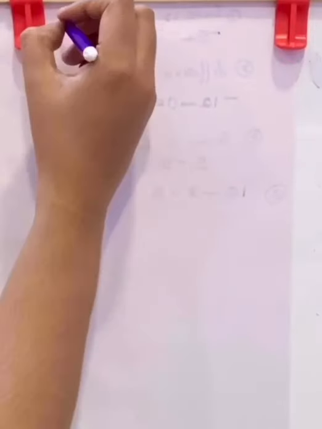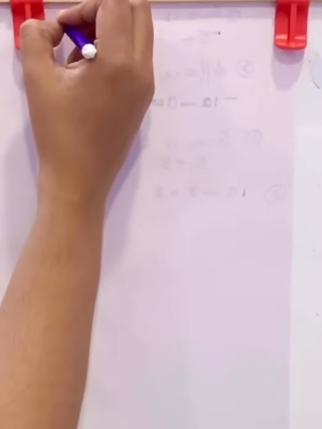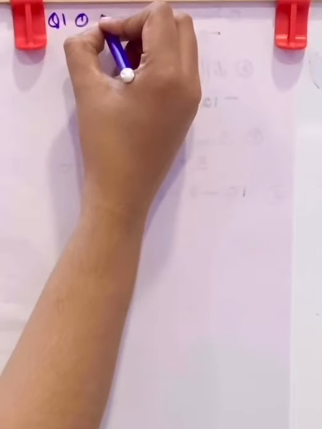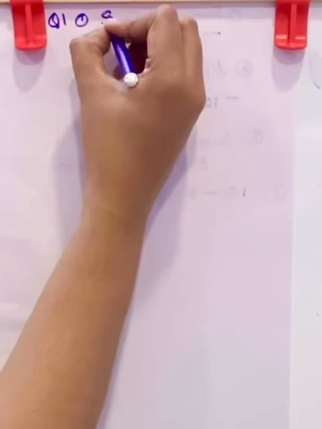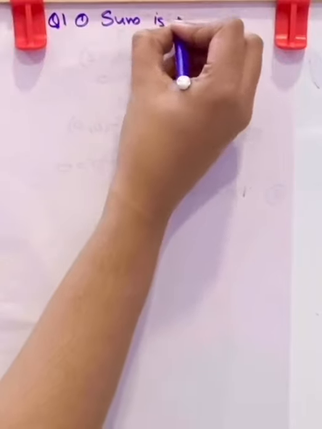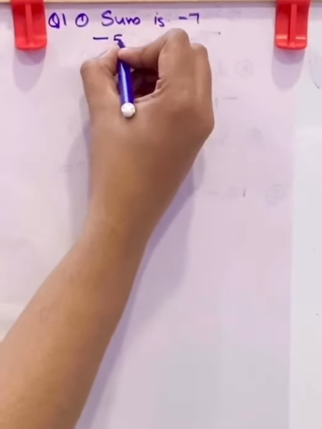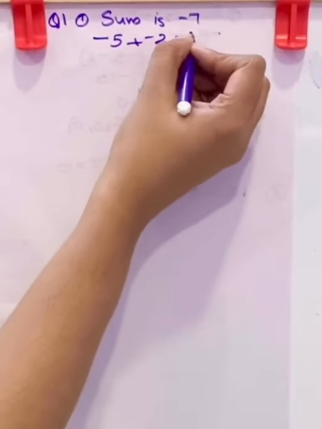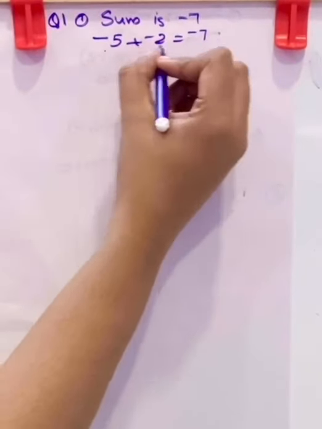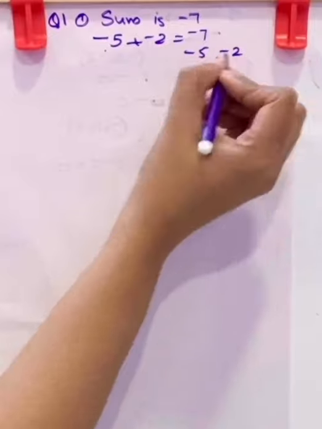Next, we will write down a pair of integers whose, in the first question, sum is -7. How will you write? -5 plus -2. The answer is -7. So the integers are -5 and -2.